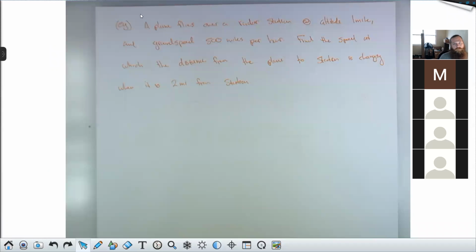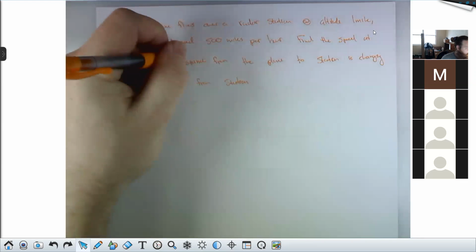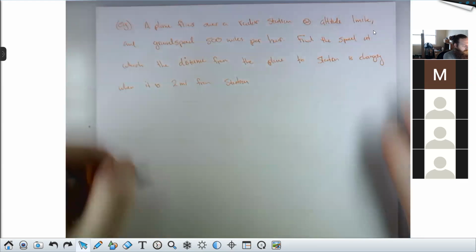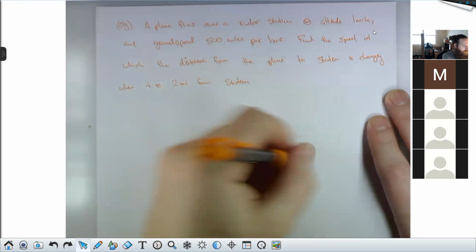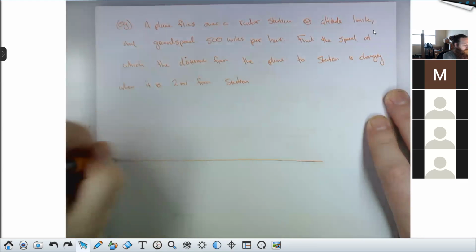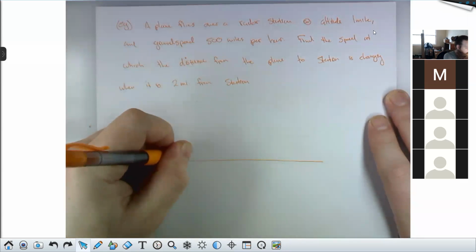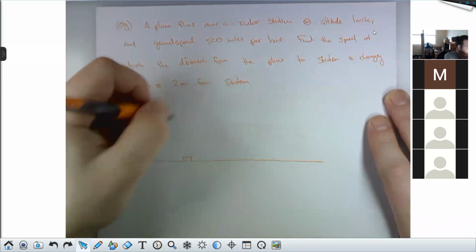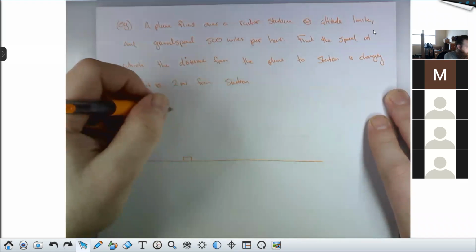So you've got a plane and it's flying over a radar station. The altitude is 1 mile. And the ground speed of the plane, the speed the plane's going relative to the earth beneath it, is 500 miles an hour. We want to find how fast the plane's distance from the station is increasing at the moment when that distance is 2 miles. Maybe here's my radar station, and here's my plane.